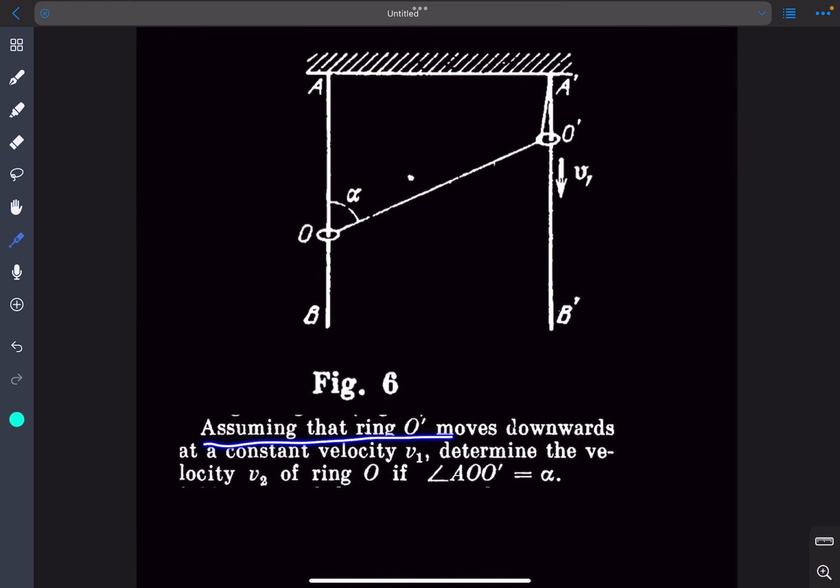Now, assuming that the ring O dash moves downwards at a constant velocity of V1, we have to determine the velocity V2 of the ring O if this particular angle is given to be alpha. So we'll be discussing two methods to solve this problem, and we'll start with the easier one.